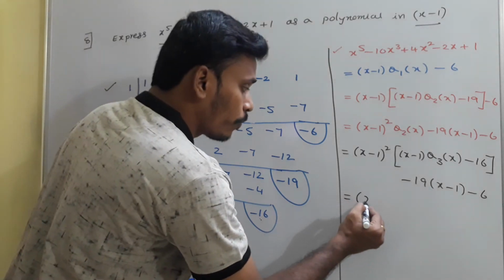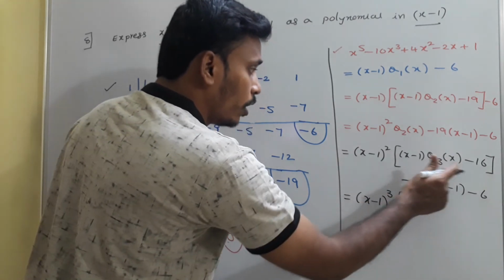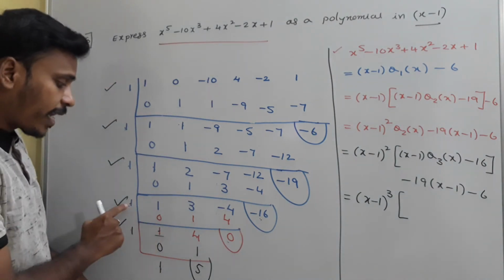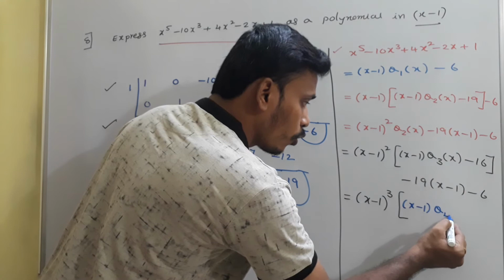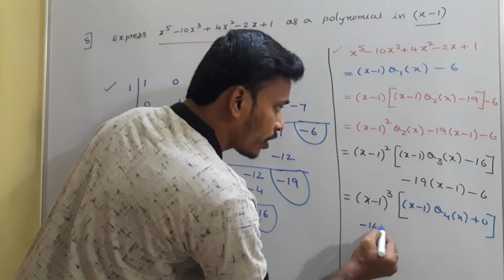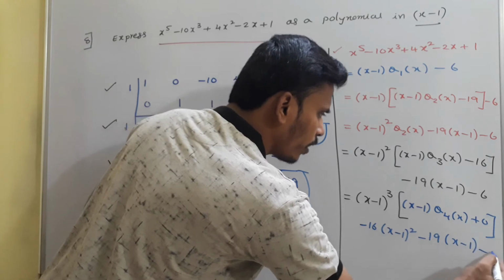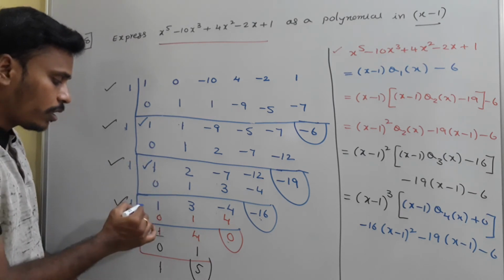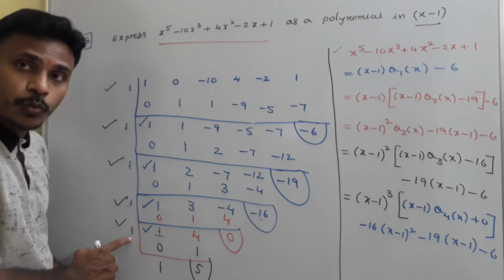So this is equals to (x minus 1) square into (x minus 1), that is (x minus 1) cube, into this third quotient can be written as, how are we writing the third quotient? Again x minus 1 into q4 of x plus 0. Minus 16 into (x minus 1) whole square minus 19 into (x minus 1) minus 6. So this is quotient 1, this is quotient 2, this is quotient 3, this is quotient 4. And again this quotient 4 is divided with x minus 1.